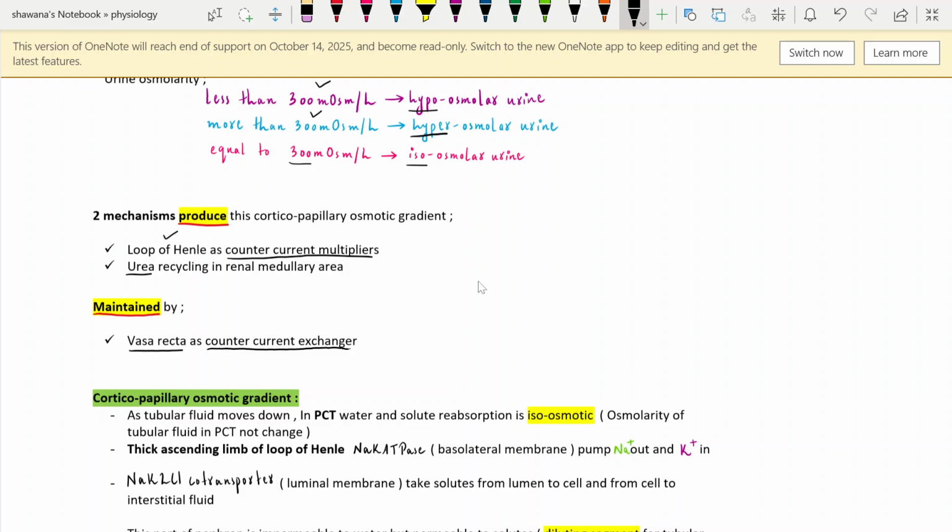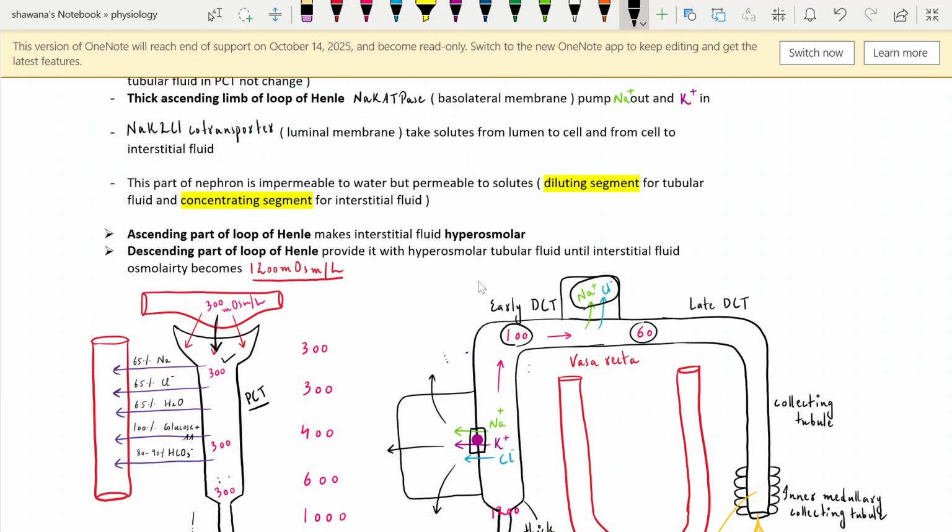First of all, let's see how the corticopapillary osmotic gradient is created. When the blood is filtered from the glomerular capillaries, the filtrate starts to be reabsorbed first in the proximal convoluted tubule. And you know that in the proximal convoluted tubule, the reabsorption of water along with other ions like sodium, chloride, glucose, etc. is isoosmolar. It means that if 65% of sodium is reabsorbed, then 65% of water will follow.